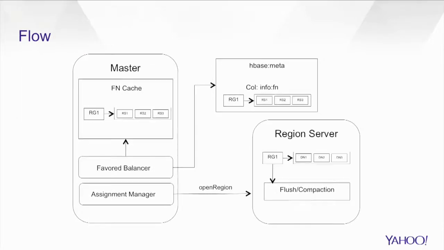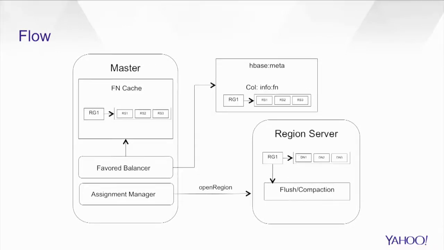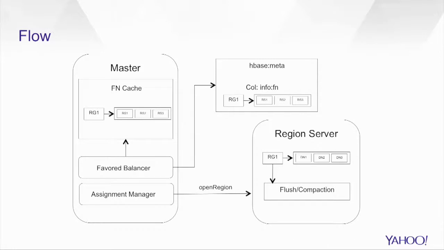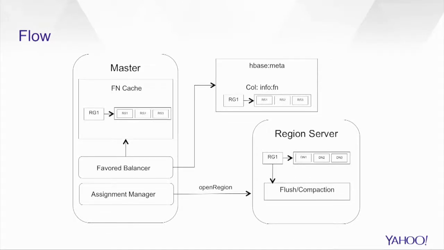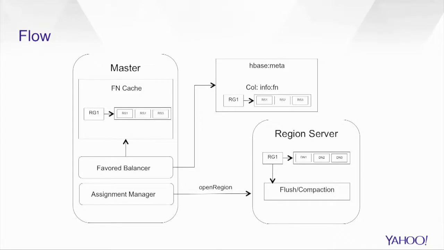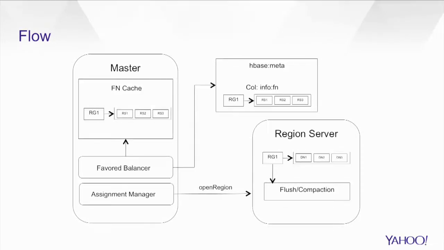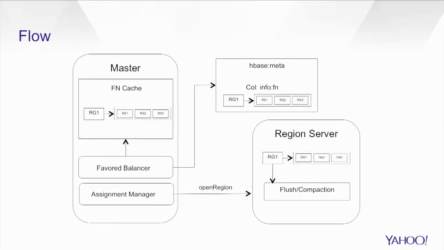So how does it work in general? Once you enable the favored node balancer as part of the master, whenever a new region is created, it creates a list of favored nodes for that region. It has an in-memory favored node cache, which holds this mapping. This information is also persisted in meta. So when the master comes back again, it looks at meta, constructs this cache, and proceeds forward. A list of favored nodes is basically a list of region servers or data nodes.